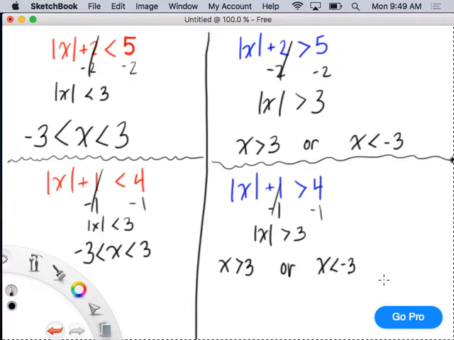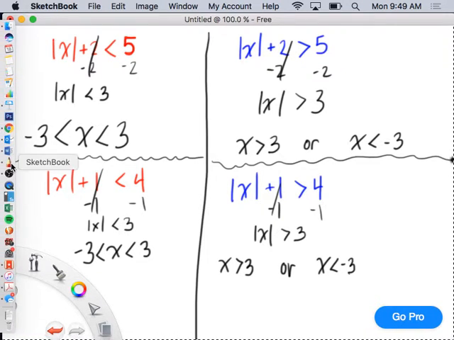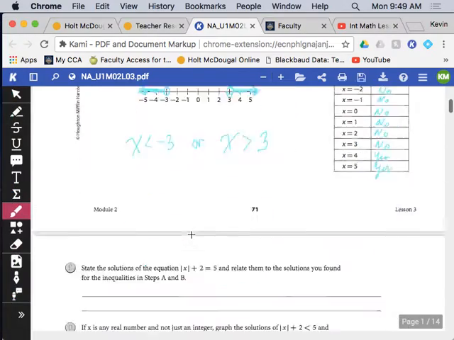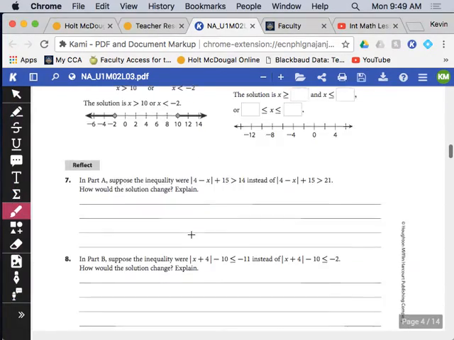You have to follow the pattern based on the direction of the inequality. If it's less than, you write it with this format. If it's more than, you write it with this format. Less than and, more than or. See? Okay. Any questions on that? Okay. Now, let's go ahead and do one from your homework, which is a little bit different.